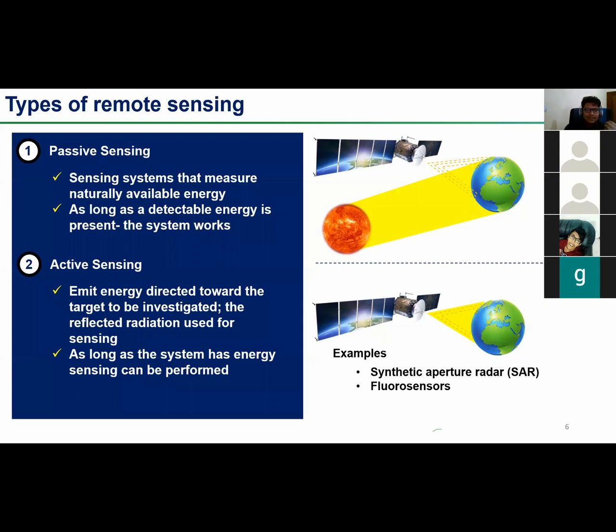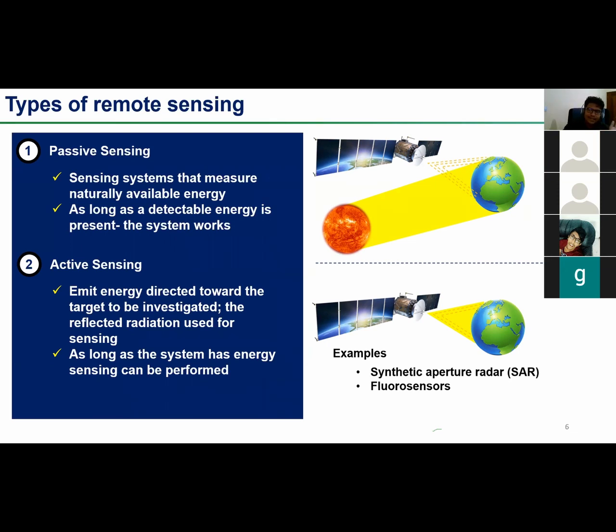So we can sense the system naturally, with the naturally available illumination. That's why, when the situation is dark, we don't get information from the object. As long as the detectable energy is there, the system will work. It's more like what our eyes and our visionary capabilities are about. That's passive sensing. Active sensing is when you put energy into some object, and then you get the reflectance from that and analyze that reflected energy to come to some conclusion.